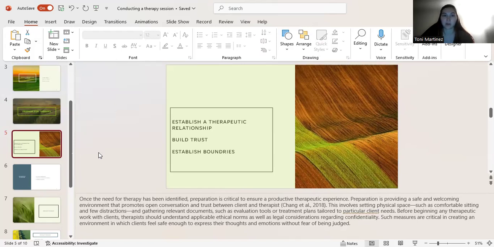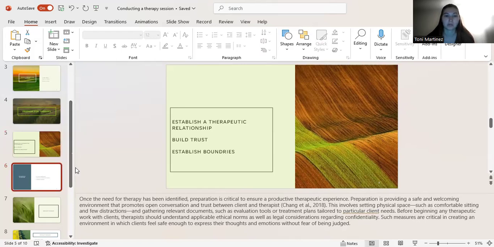We want to establish that relationship. We want to have that trust, and we also want to establish those boundaries. We want to make sure that these clients are feeling heard, seen, and they are knowing that they're not going to be judged.